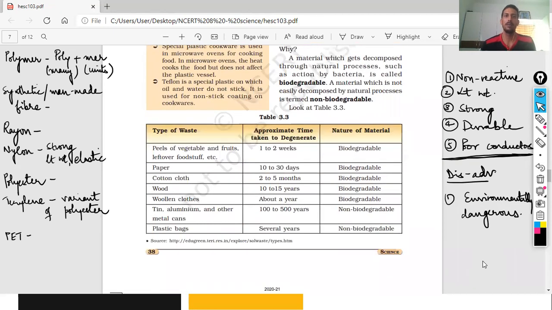You can see that vegetables or paper generally get decomposed between 1 week to 30 days. A cotton cloth will take 2 to 5 months. Wood may take 10 to 15 years. Woolen clothes take 1 year. Or some other metals like tin, aluminum, or metal cans, like all these Coca-Cola and Pepsi tins which we use, right? They also take about 100 to 500 years.